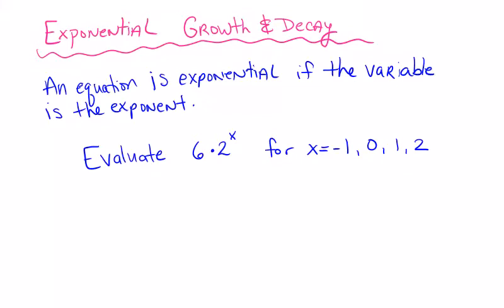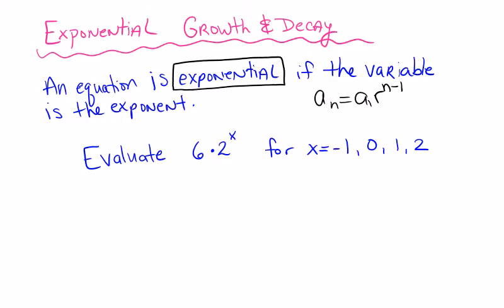Hello, and welcome to the Introduction to Exponential Growth and Decay. An equation is considered to be exponential if the variable is an exponent. So one of the things to note is that our geometric equations from the last unit, a sub n equals a sub 1 r to the n minus 1, technically those were considered to be exponential equations because our variable n was the exponent.